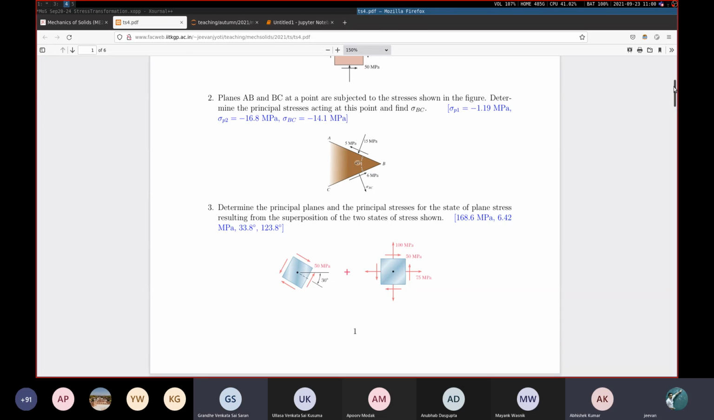Okay. Sir, you mentioned rotation in case of question number 3 for the first diagram. Yeah. So, do we also need to apply the transformation of stress formula for the 50 megapascal shear stress into corresponding sigma xx and tau values?